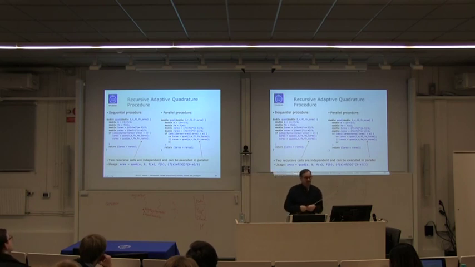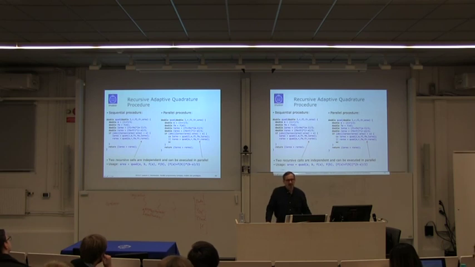Is it clear? So this adaptive quadrature is supposed to be implemented in the problem to compute pi, 3.15 and so forth. That's the constant, the magic constant from the circle.